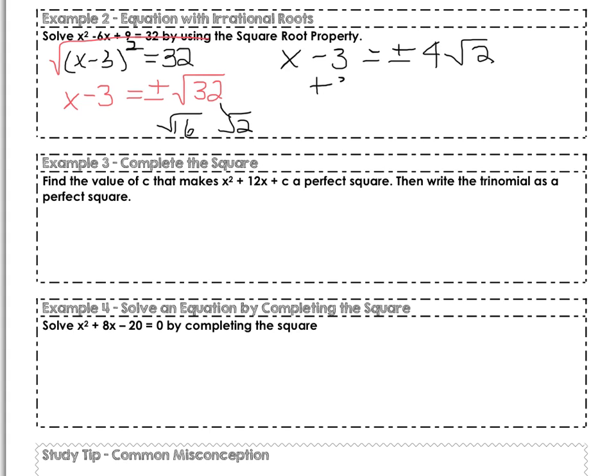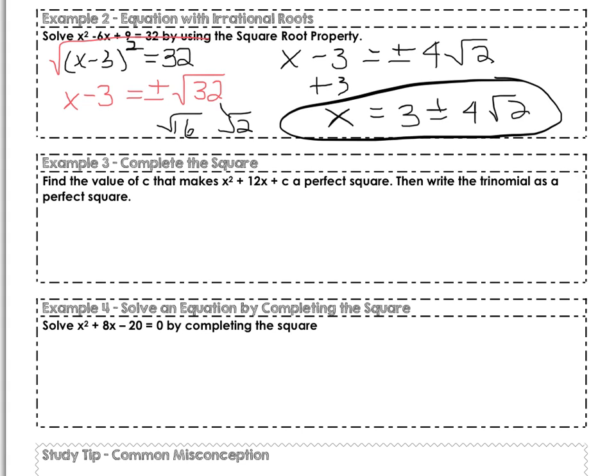Lastly, all we need to do is add 3, and x is equal to 3 plus or minus 4 radical 2. Now your textbook will go farther and use decimal answers, but I would much rather you stay here. Leave your answer in simplified radical notation. And notice that I have two solutions because of my plus or my minus.